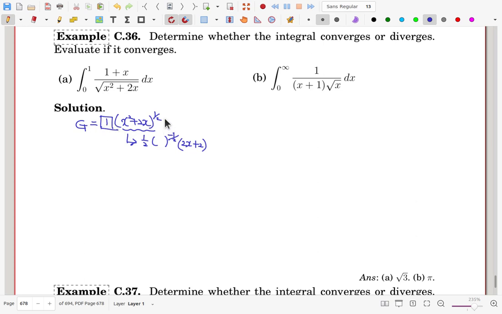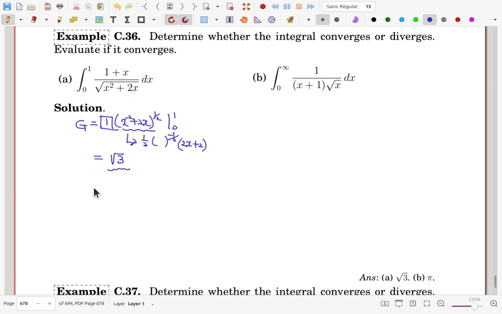Now for that one, here you can put the evaluation from 0 to 1, right? Once it is 1, we get the square root of 3, and once it's 0, it's 0. So the answer is the square root of 3. It is convergent to the square root of 3. We are using 0 as a limit, but that is an improper integral.